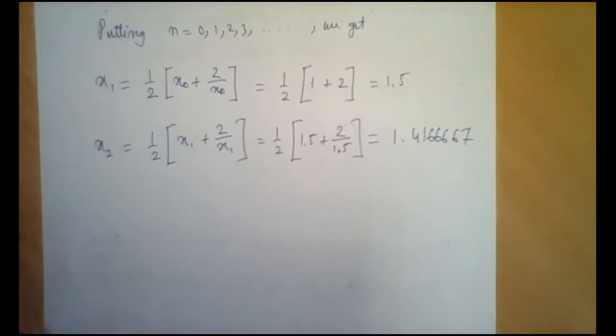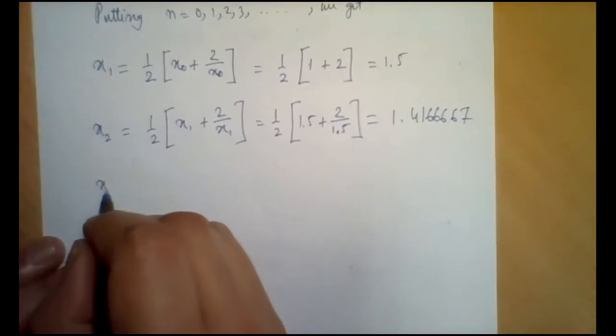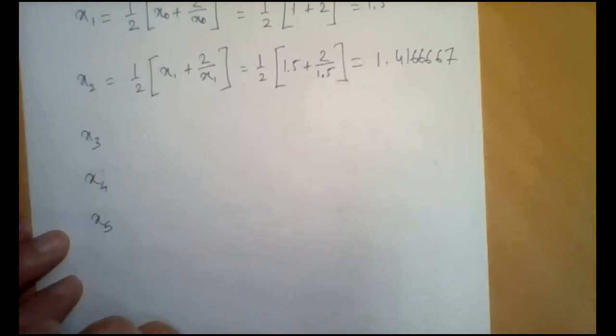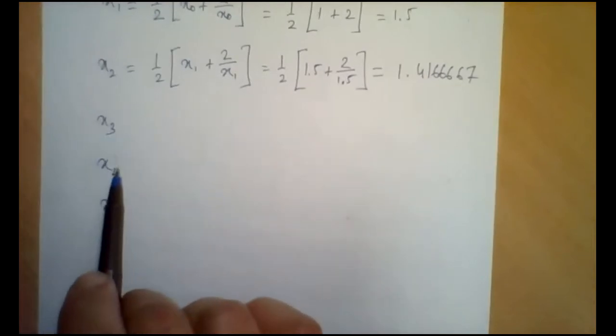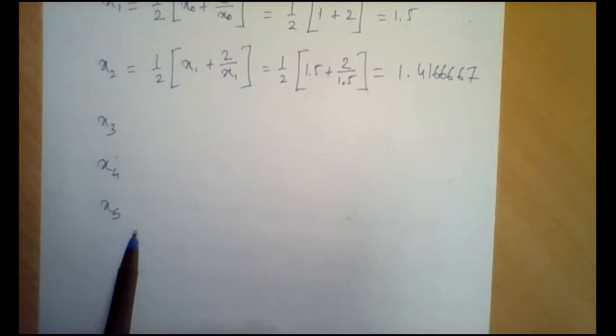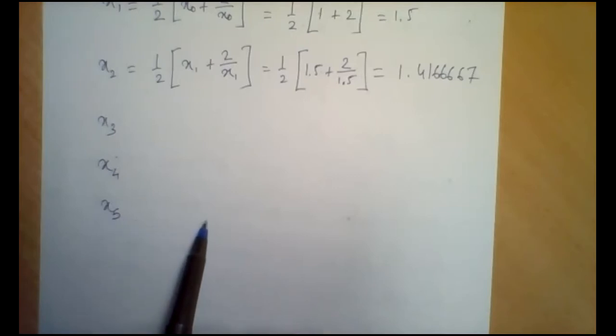From x2 you will calculate x3, x4, x5 and so on. So as a homework, you calculate x3, x4, x5, and then stop at x5. The value of the square root of 2 correct to 7 decimal places is the value given by x5, because x4 and x5 agree up to the 7th decimal place.